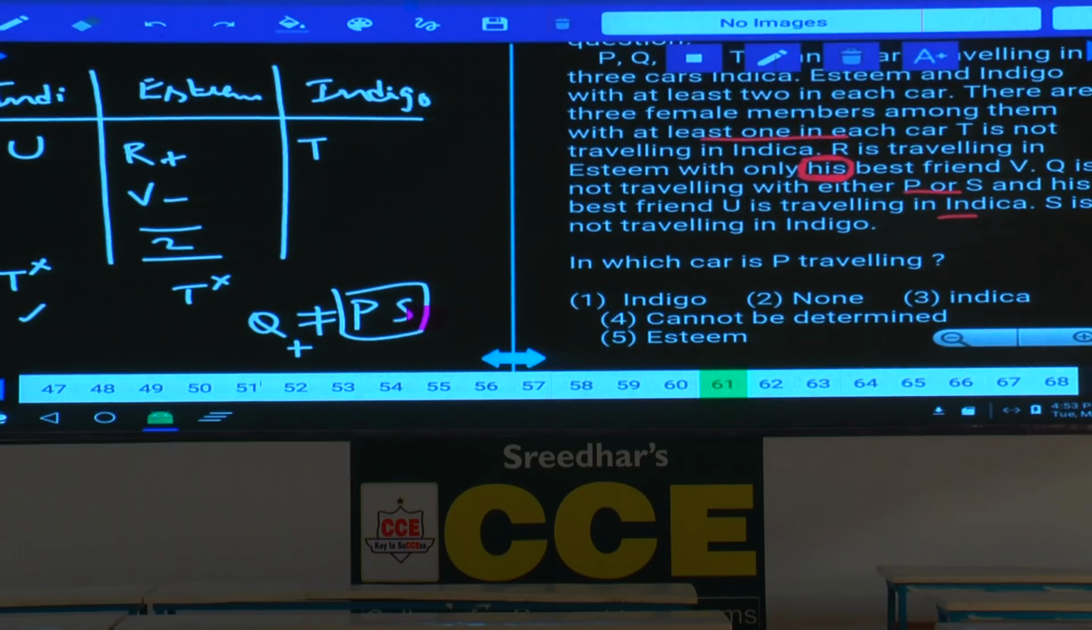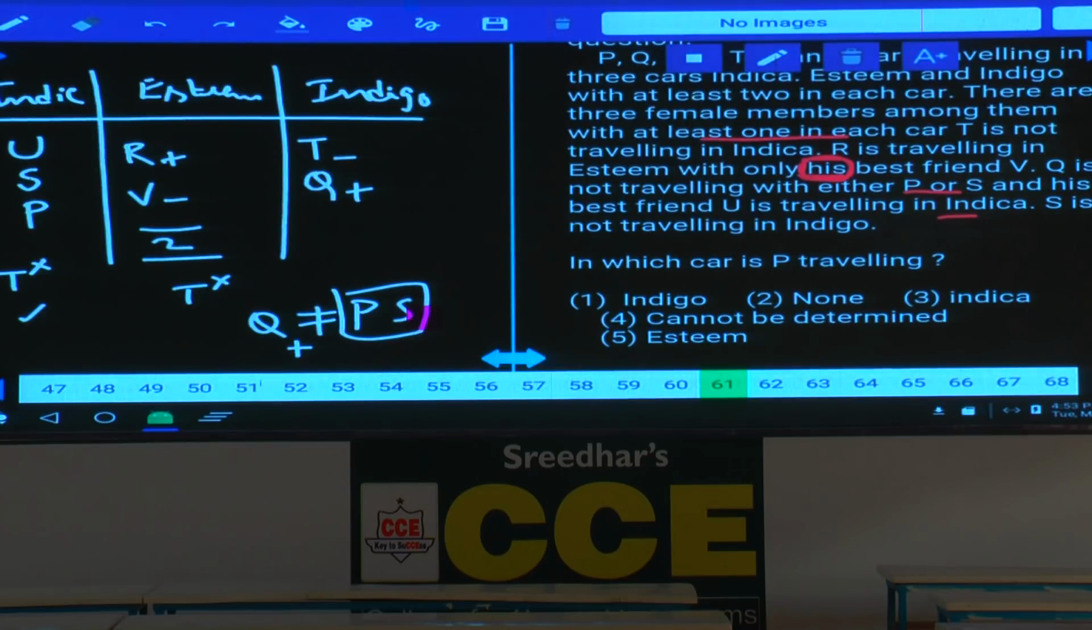S is not traveling in Indigo. As S is not traveling in Indigo, hence S must travel in Indica. If S is traveling in Indica and P and S are traveling in the same car, then P and S are here. Then who is the other person? Q must be here, and Q is a male. As Q is a male, T is a female.